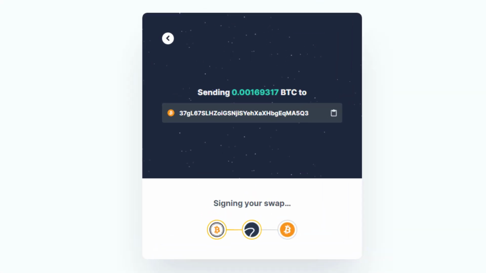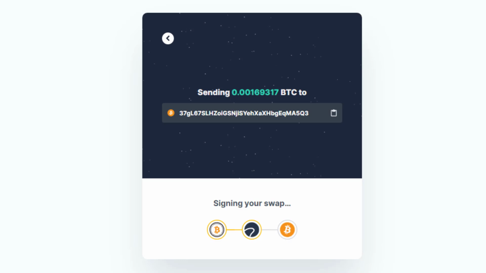Already the confirmations have come in. It is now sending the BTC to the address. It is signing my swap. So as you can see down here, my WBTC is in Skybridge, and now it is just waiting for Skybridge to send me the BTC back.